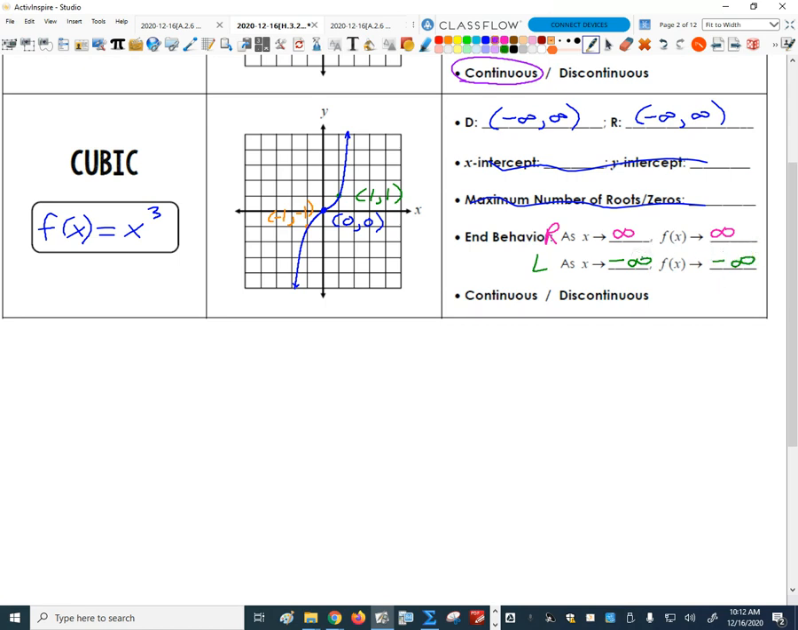Okay, continuous or discontinuous? Did you see my name? Yeah, I did. I'm so sorry. That's right. Continuous. There you go.